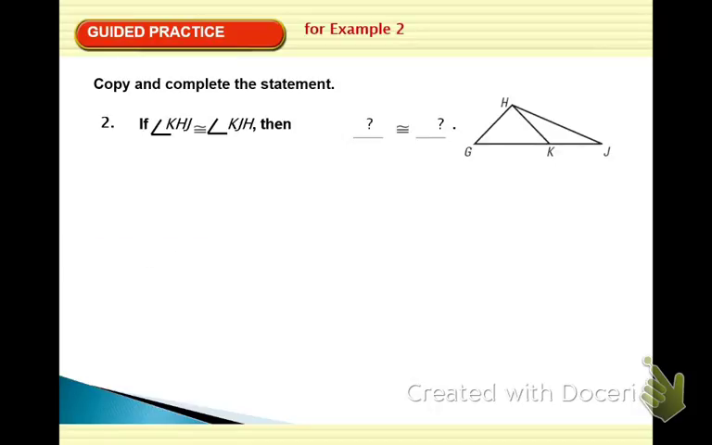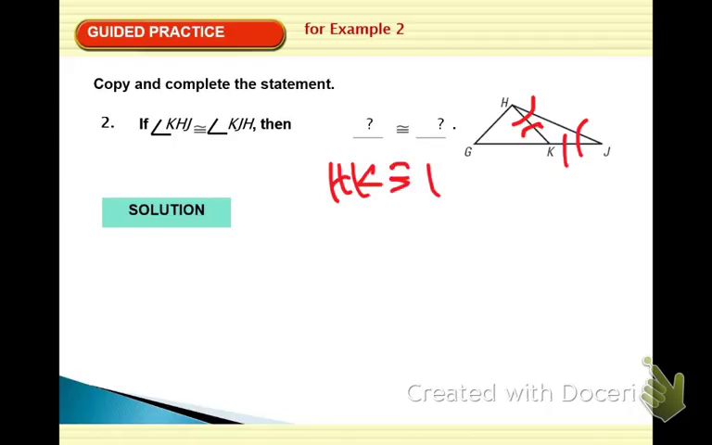If angle KHJ, if this angle is marked congruent to that angle, then I can say HK is congruent to KJ. Opposite angles congruent, then the opposite sides are congruent.